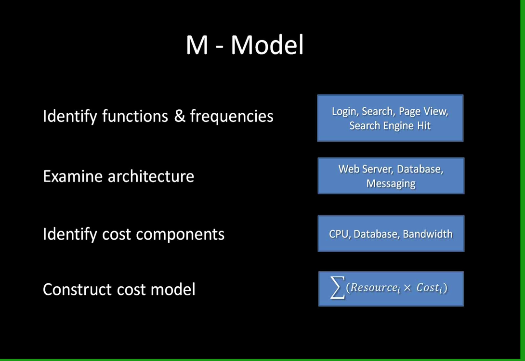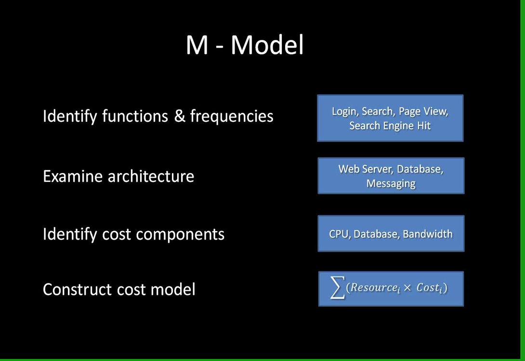Let's start with modeling. The idea with modeling is you want to have a good understanding of your system on a functional basis. You want to know all the different components that contribute to costs. You want to have a good understanding of your architecture. And you want to then use this detailed understanding to construct a cost model. Here's how you go about doing that.